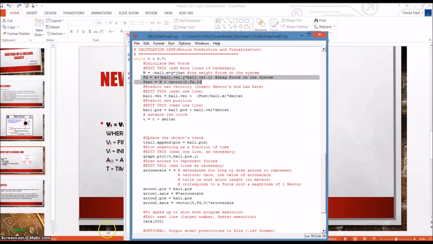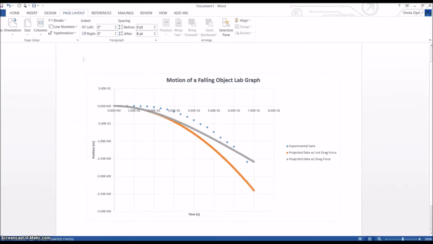Finally, the experimental data, as well as my data from my two models, was compiled into a graph for comparison. And when this occurred, the difference between the two computational models was clear. The blue dots represent my observations, with the orange line representing my model without drag force, and the gray line representing my model with it.